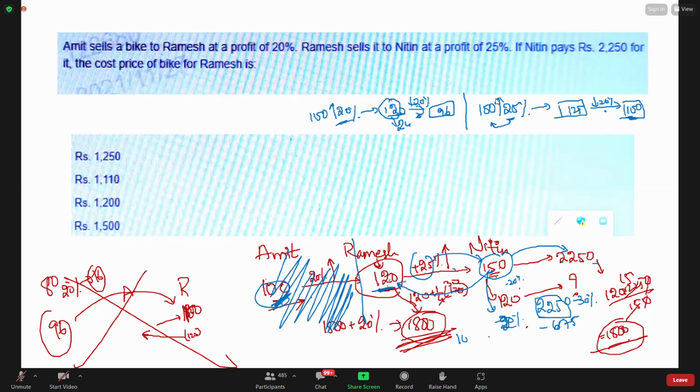This one as 100 and this one as 125. So it will be the same again, 2250. So you have to find out what is 100. 125 is 2250, how much is 100? Is this concept clear? This one clear?